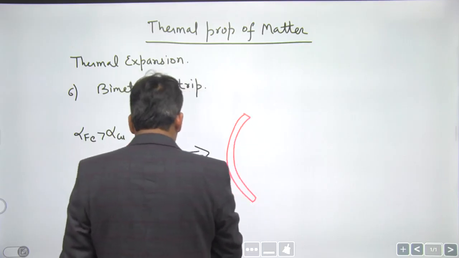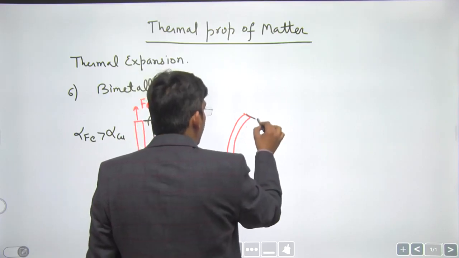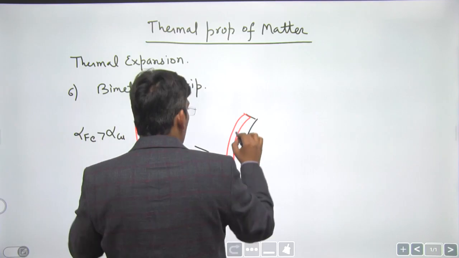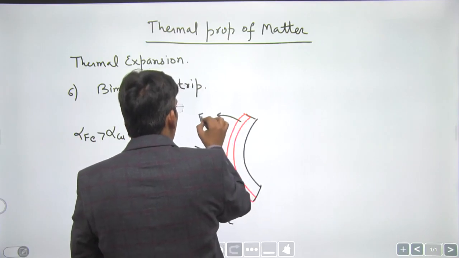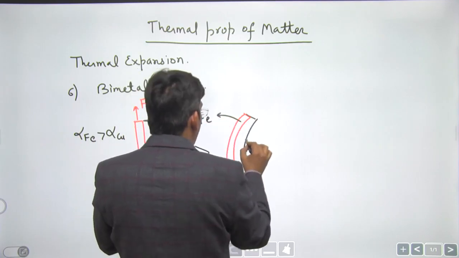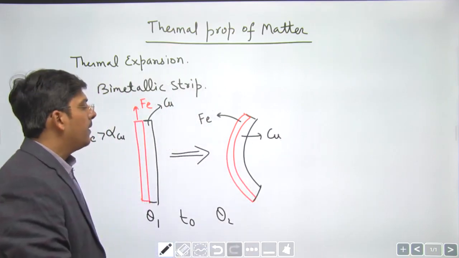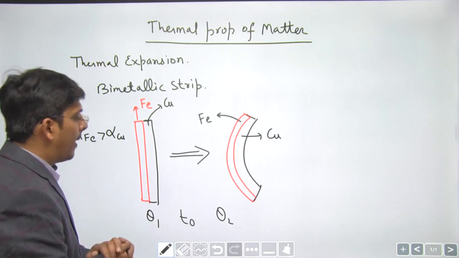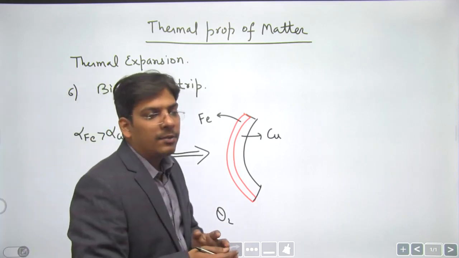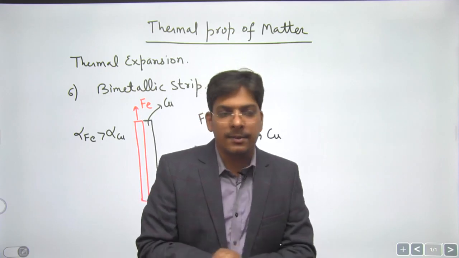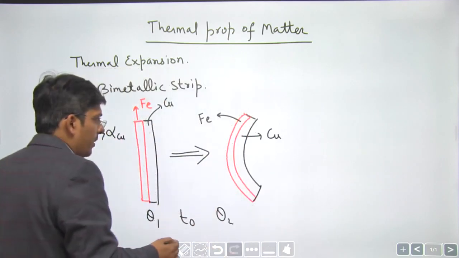which is this, right? Metal with greater value of alpha bends on the outer side. Since iron has greater value of alpha, iron will be on the outer side, on the convex side. Metal having lower value of alpha will be on the concave side, dear students. So this is the concept of bimetallic strip, and this bimetallic strip is actually used as a thermostat in geysers and other appliances, as a temperature control device.